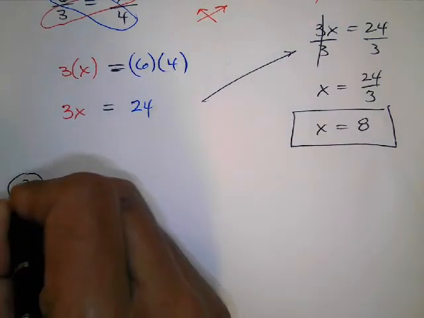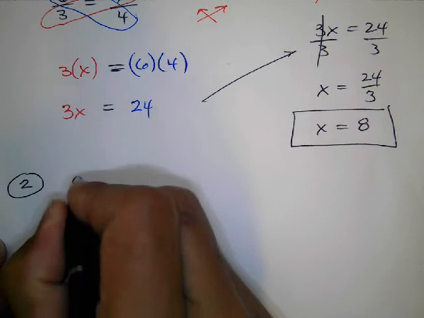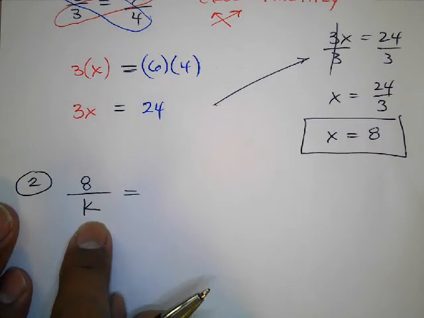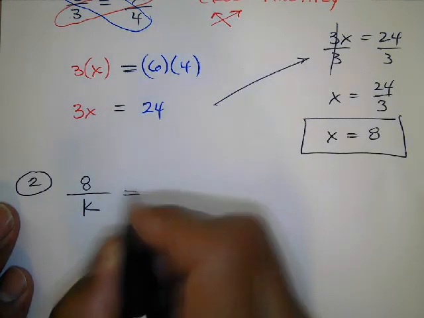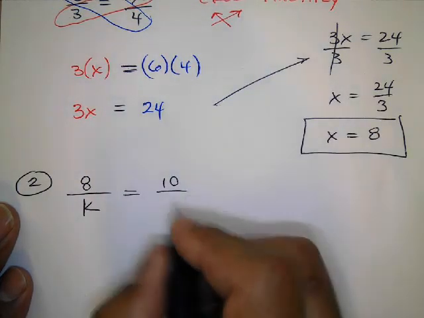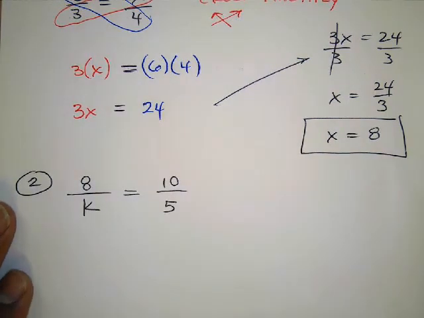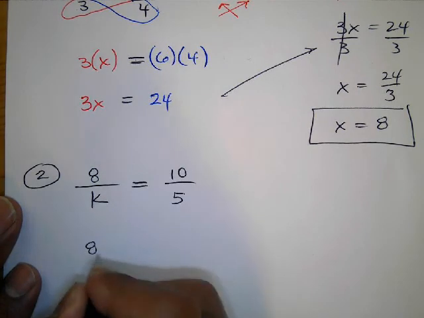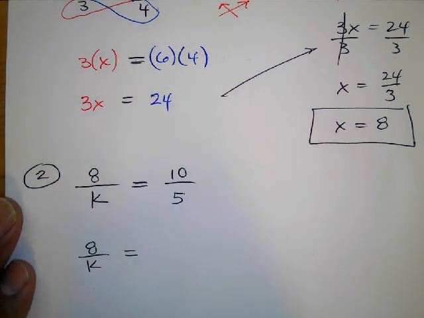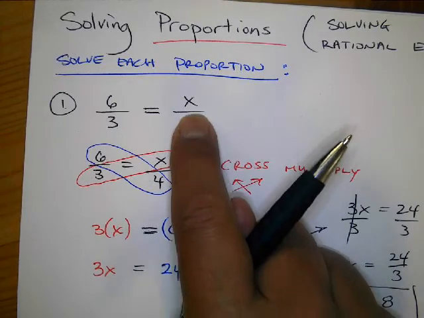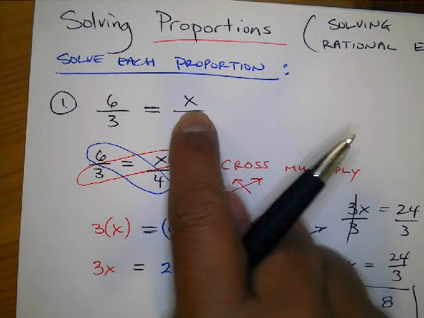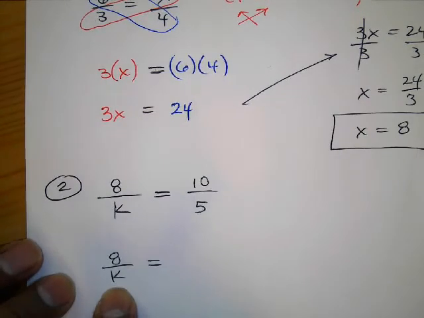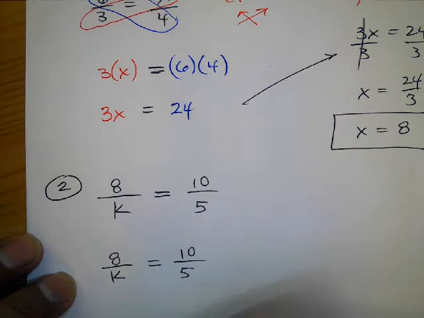Let's look at another one. Number 2. Let's go with 8 over k. They'll choose different letters or whatever, but that's not the problem. Here's another proportion: 8 over k is equal to 10 over 5. So what do we do with the proportion? You've got a fraction equal to another fraction. Over here the variable was on top; here it's on the bottom. It doesn't matter where it is.